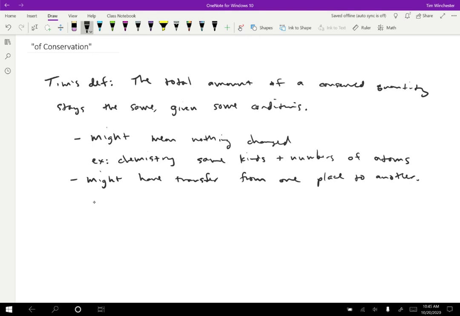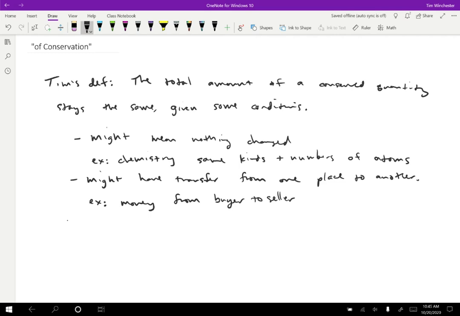Okay, so for example, money is conserved under everyday circumstances. And so if you do a transaction, if I buy something, then money goes from me to the person who's selling me something and the amount of money stayed the same. So that's an example of a transfer.